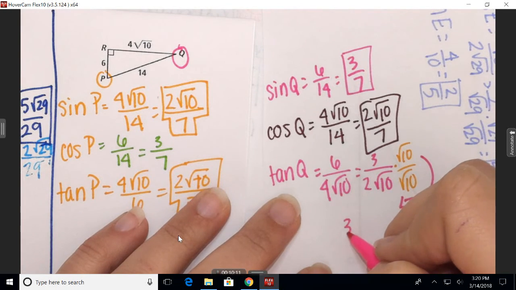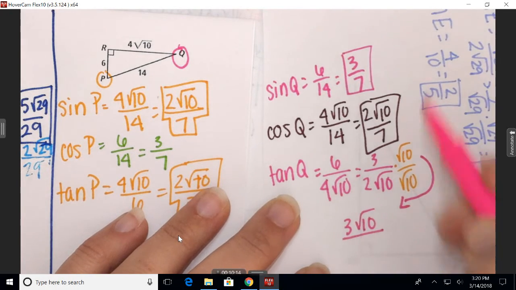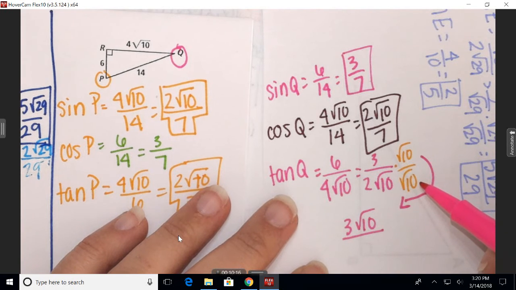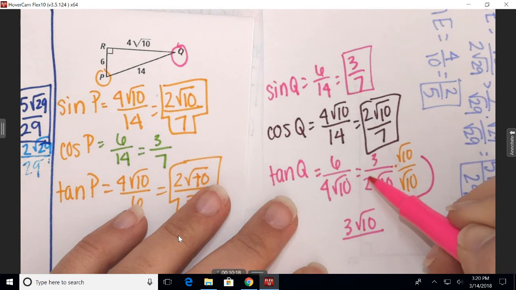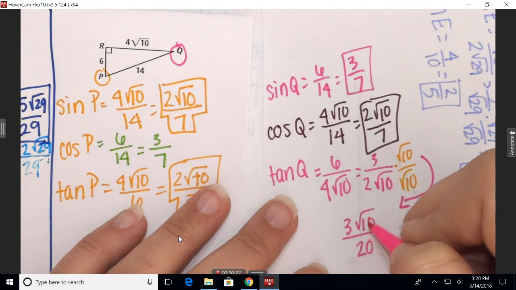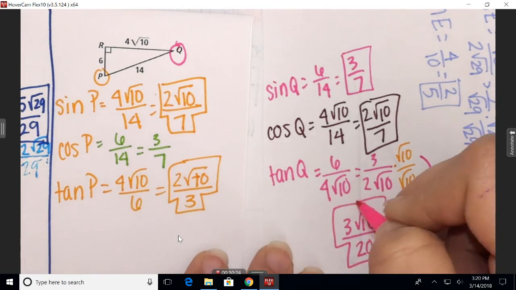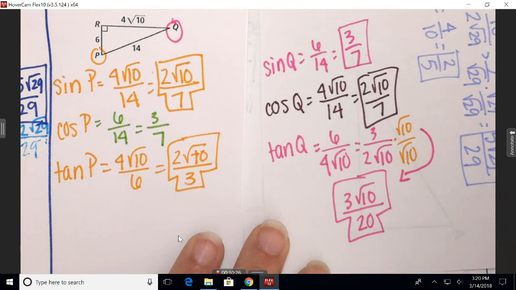So you get 3 root 10 because we can't combine those. And we know that root 10 times root 10 becomes 10. But we have a 2 here. So now we're going to take this 10 and we're going to multiply it by 2 and we get 20. Ta-da!